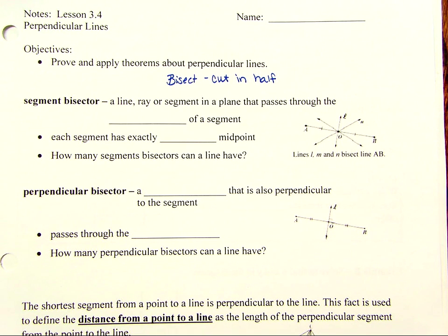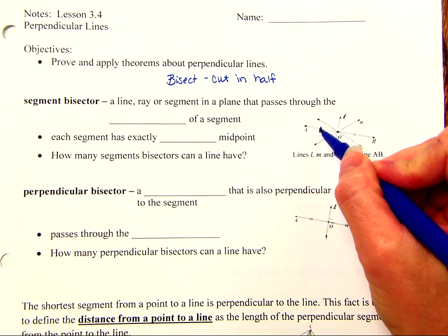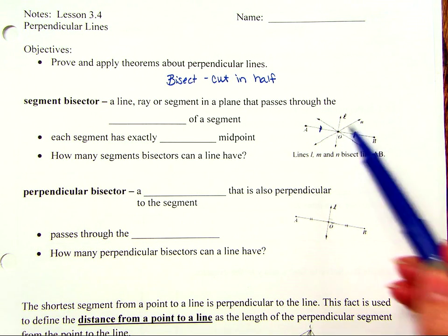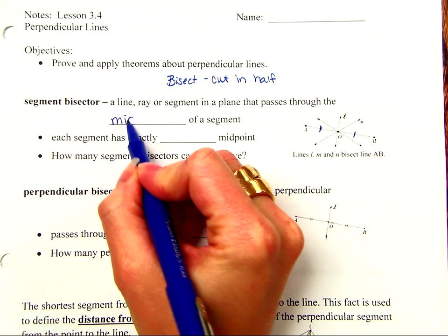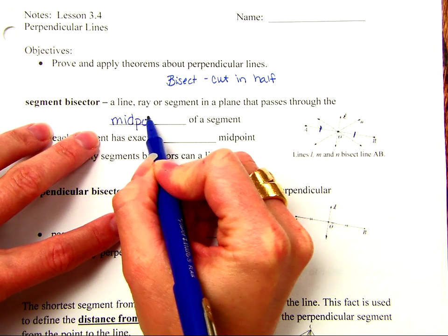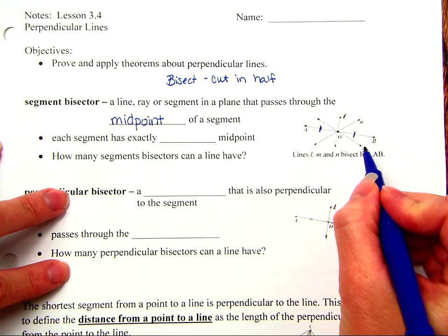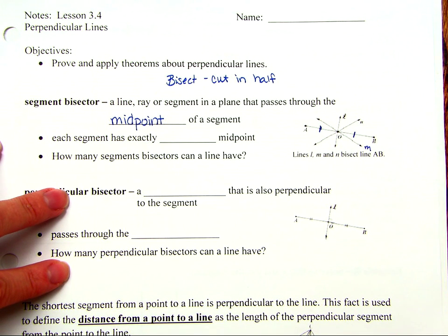If you take a look at our first diagram, here I have segment AB, and because of my two little tick marks, I can see that my segment is being bisected. They are showing a line, ray, or segment in a plane passing through the midpoint. Now when I look at this diagram, I can see that line L bisects my segment, line M bisects my segment, line M also bisects my segment.